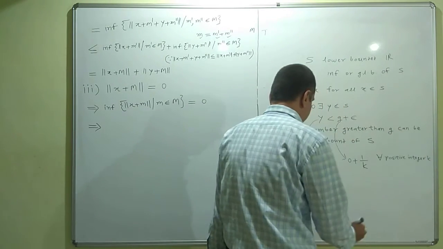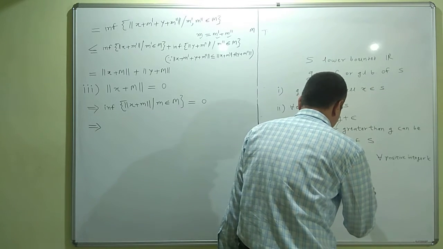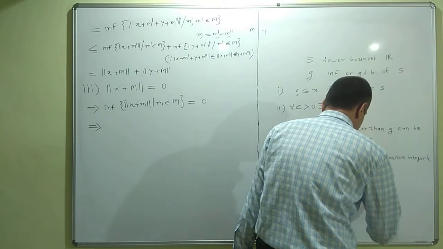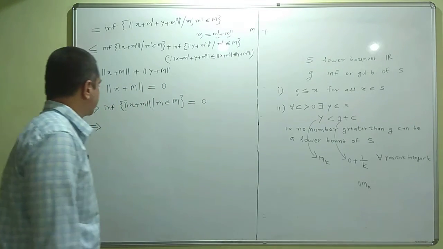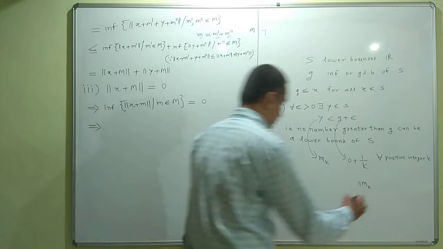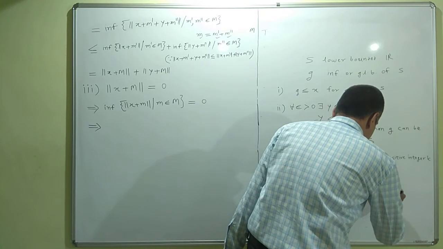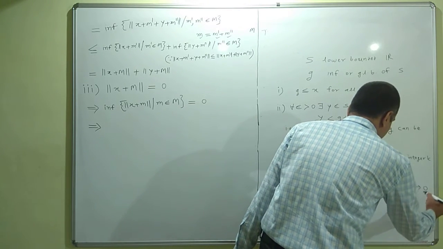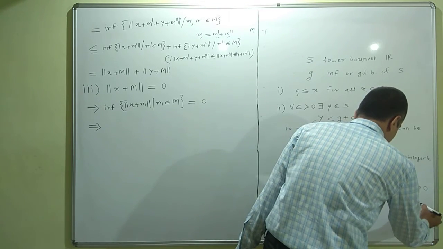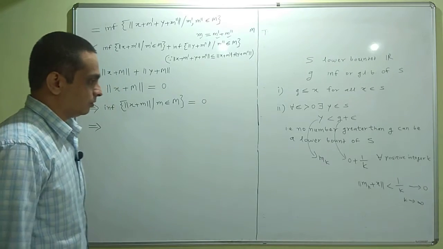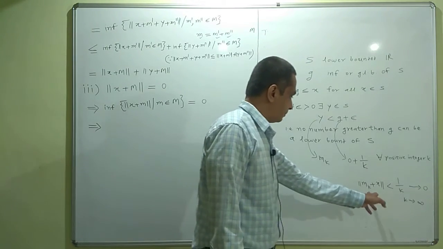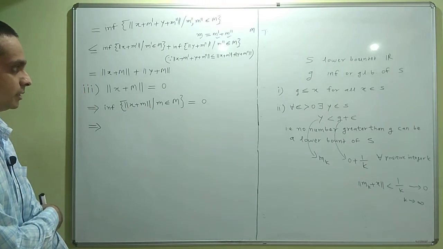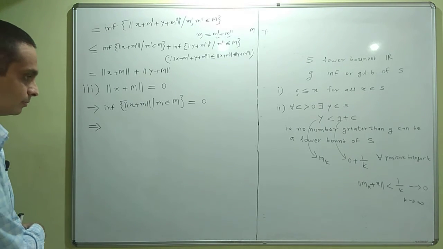So thus there will be a sequence, say m_k, such that norm of x plus m_k will be less than 1 by k, and note that 1 by k tends to 0 as k tends to infinity. So by using this observation, we will say that m_k converges to x, and then we will use the closedness of N.